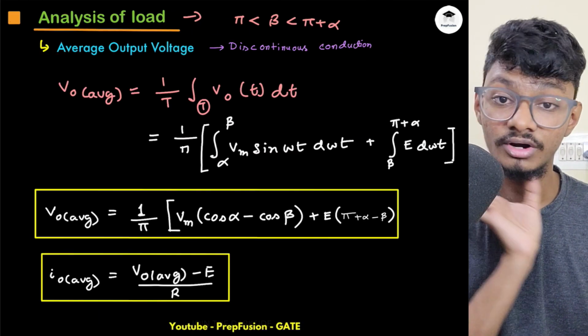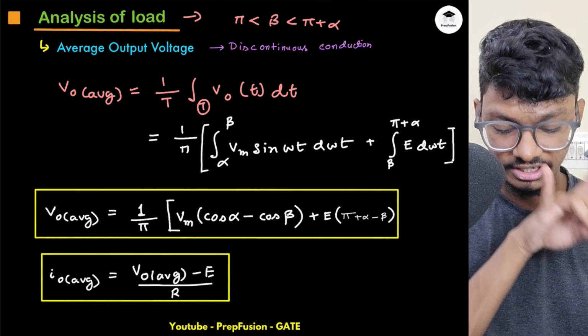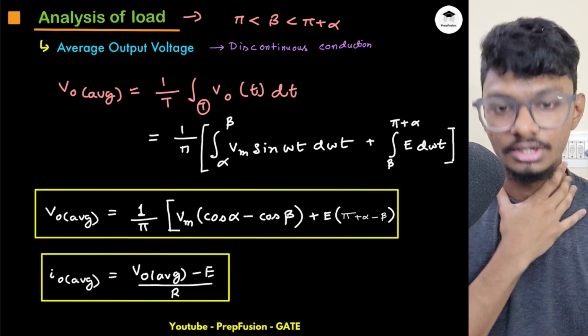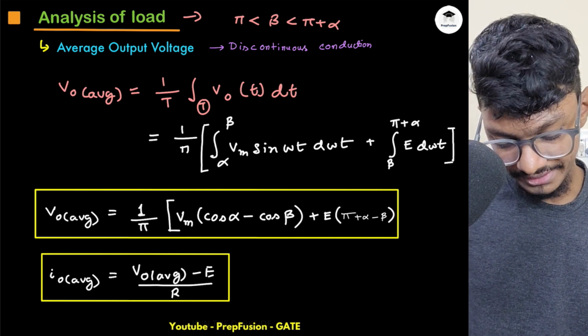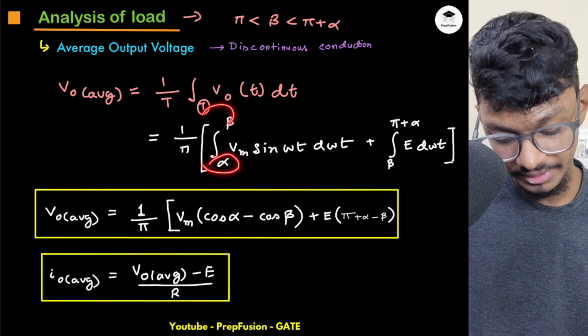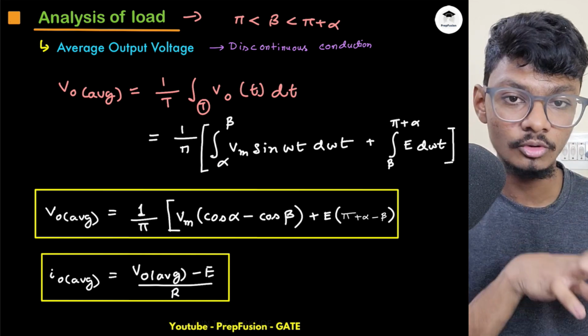Average output voltage for discontinuous conduction, right? If my beta is between pi to pi plus alpha, beta needs to be between pi to pi plus alpha, then only there will be discontinuous conduction. So here, what will happen is that for alpha to beta, it is on. So the thyristors are on, hence my VO will be equal to simply Vs.